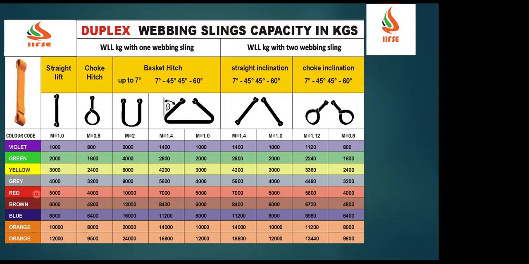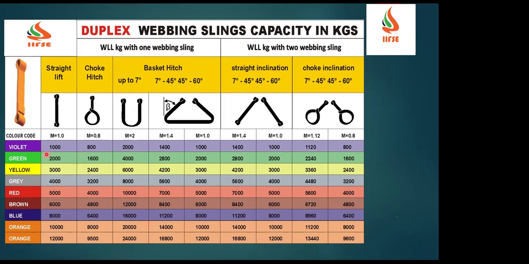Red, it is... gray is 4 ton, and red is 5 ton. Blue, it is 8 ton. Even we can get 16 tons also. Orange, we can get 10 and also 20 ton. So it depends on the manufacturer, but most of the times, these colors won't change.